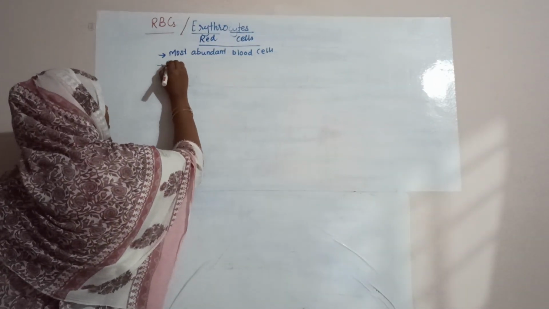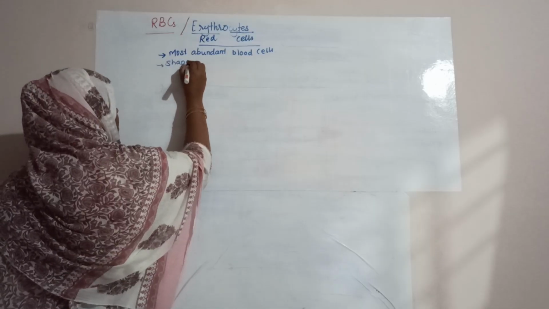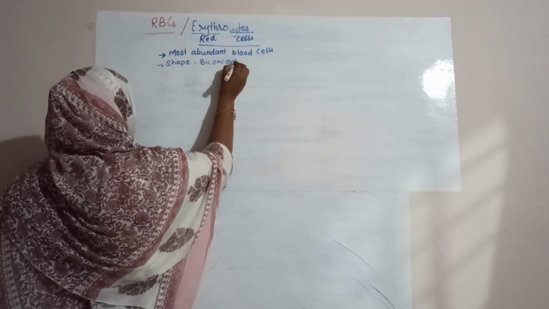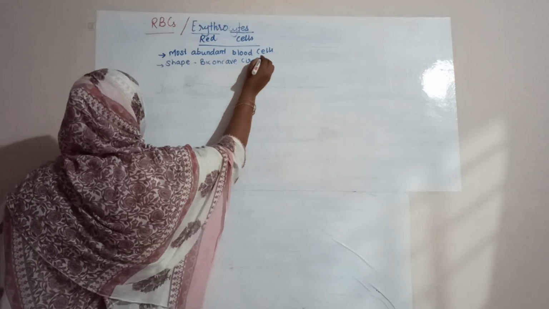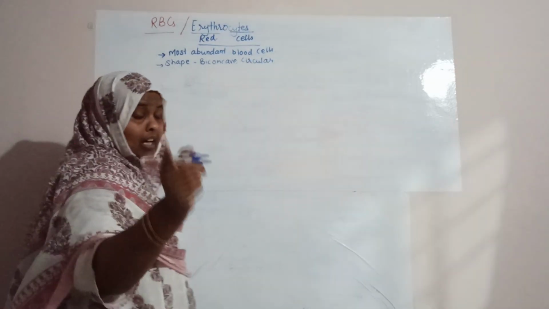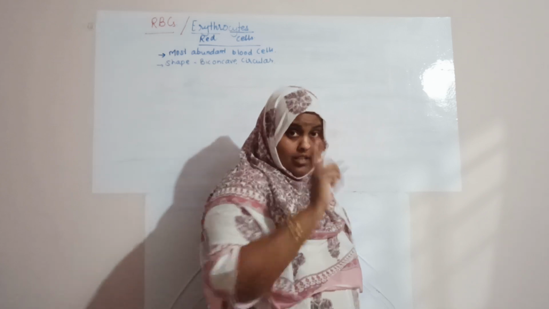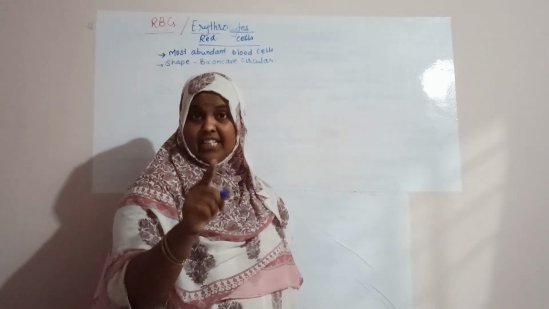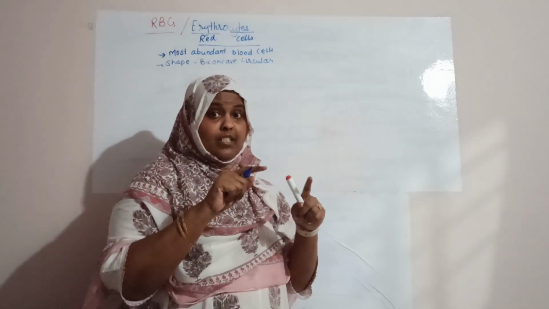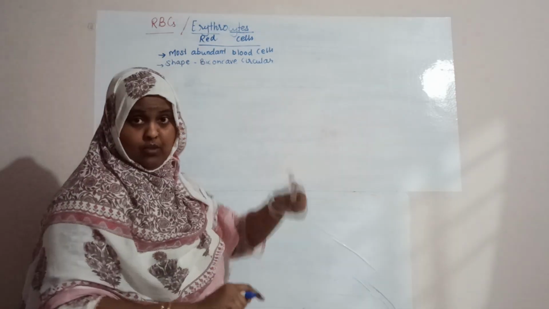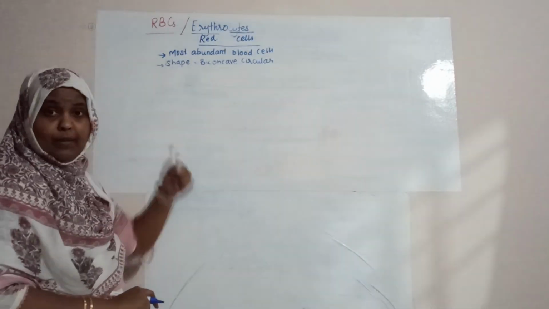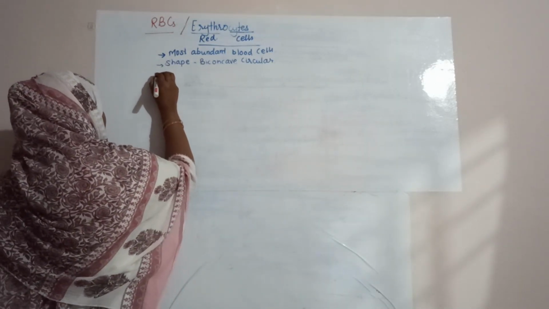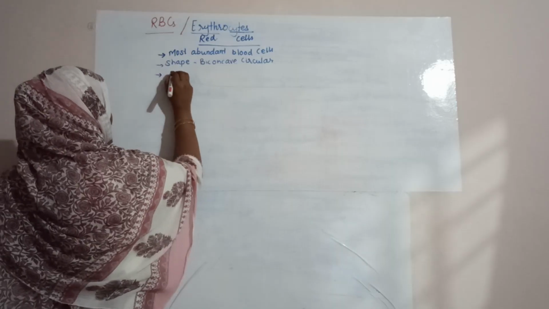Next we study the shape of the RBC. The shape of the RBC is biconcave and circular. We already studied the shape of the RBC in the cell chapter also. If you remember, on the 3rd page of the cell chapter in your NCERT, a diagram of different shapes is given. In that diagram the shape of the RBC is also mentioned. So what is the shape of the RBC? Biconcave and circular.